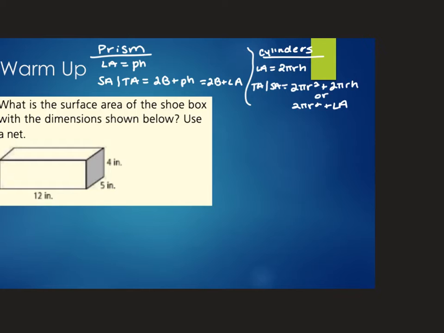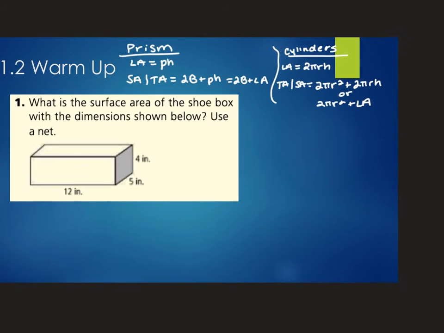The first one says, what's the surface area of the shoebox with the dimensions shown, and it says use a net. So a net just means if I opened this up and laid it out flat and found the area of each of the individual parts, I could add them all together to get the area. You can ignore the use the net, because we're just going to use the formula, which is 2b plus ph.